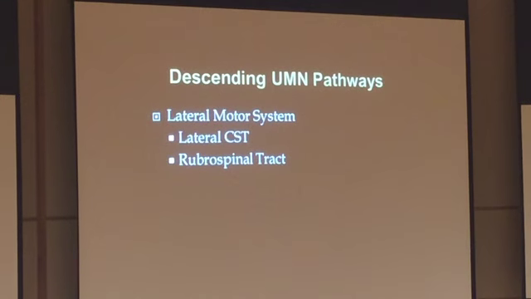All right, so first let's talk about the upper motor neuron pathways, and then we'll go through sensory pathways. There is something called a lateral motor system, which really describes two pathways that run together. The one that you know about so far is the corticospinal tract, or more fully the lateral corticospinal tract. But there's another pathway that goes along with it called the rubrospinal tract.